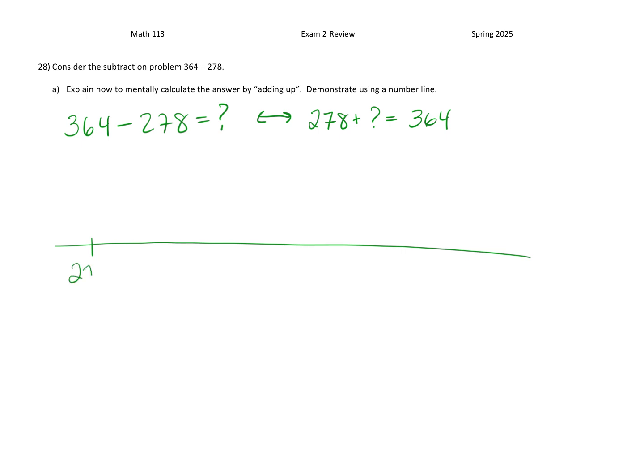I'm going to start at 278, and I'm going to add by strategically making tens and hundreds. So I'm going to add 2 to 278 to get me to 280. And then, remember, I'm trying to get up to 364. So I'm going to add 20 because that's easy to add to get me to 300. Big jump here, adding 20, and that gets me to 300. And I want to get to 364, so I'm going to add 64 now.